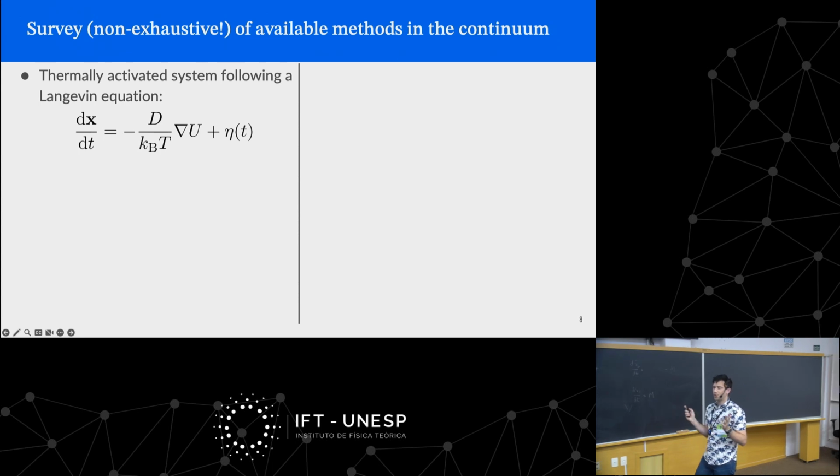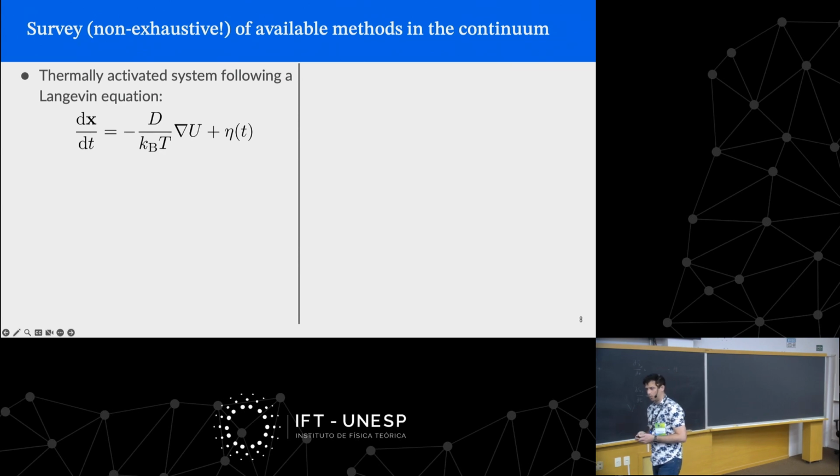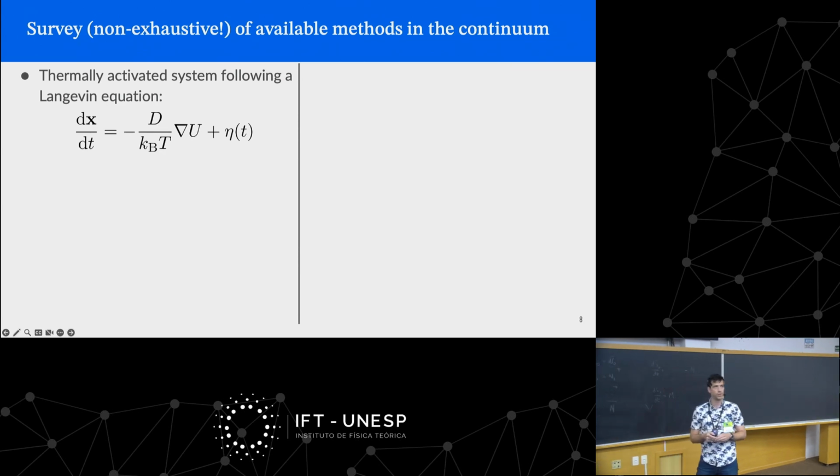Okay, what do we have already? What is known, and what are the methods that you could pull out of your quiver? I'm dividing them into two classes. The first class applies to the continuum. What I mean by that is you typically want to consider systems in which you have a vector variable which follows a Langevin dynamics type of equation, so it's multidimensional. And the Langevin dynamics equation is a good equation to study thermally activated processes.